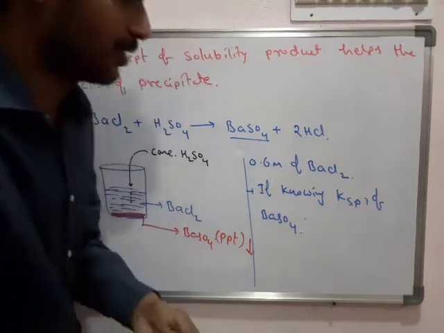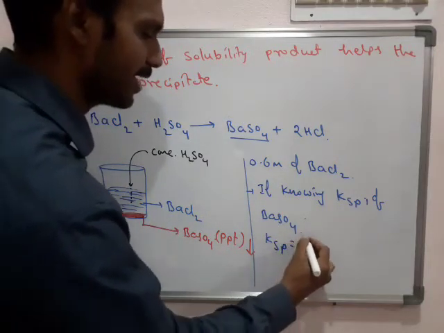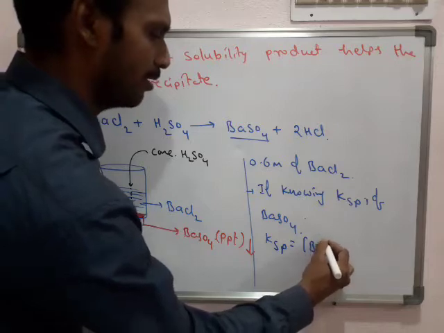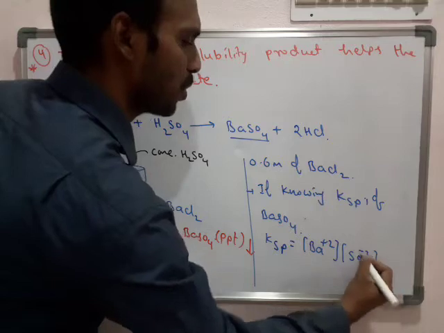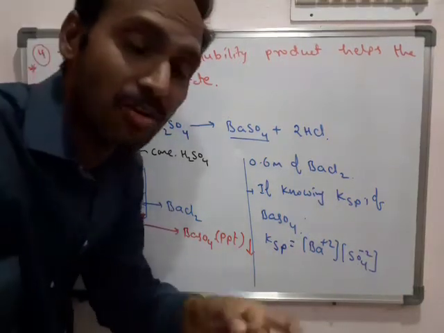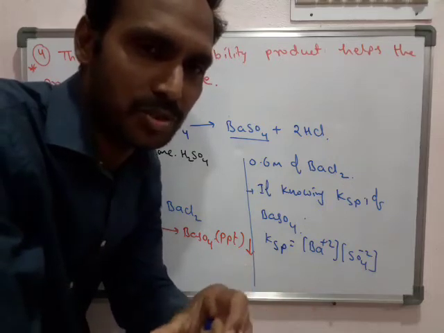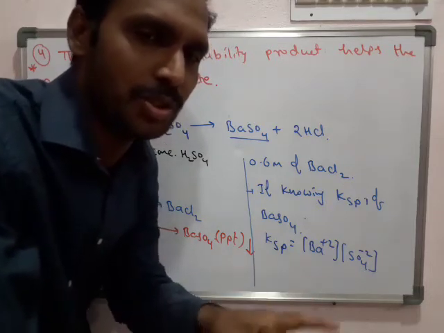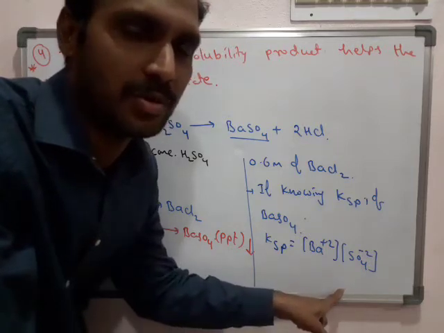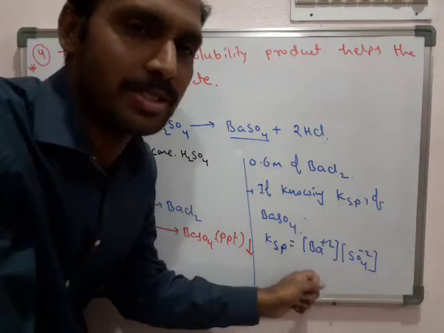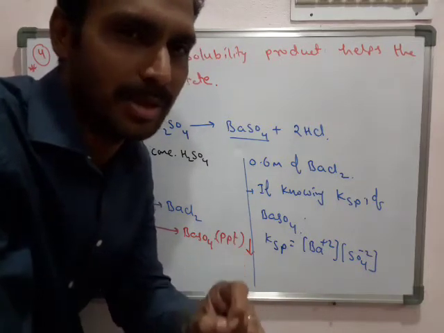ఓకే, ఫర్ ఎగ్జాంపుల్ దీనికి KSP వాల్యూ రాయాలంటే, how you will write it: its KSP value is equal to barium plus 2 concentration and SO4 minus 2 concentration. కాకపోతే డిజాల్వ్ అయిన ఫార్ములా, మన డెఫినిషన్లో సాచురేటెడ్ సొల్యూషన్లో రాస్తాం. Barium concentration, sulfate concentration, this product is known as KSP. It is constant at a particular temperature.